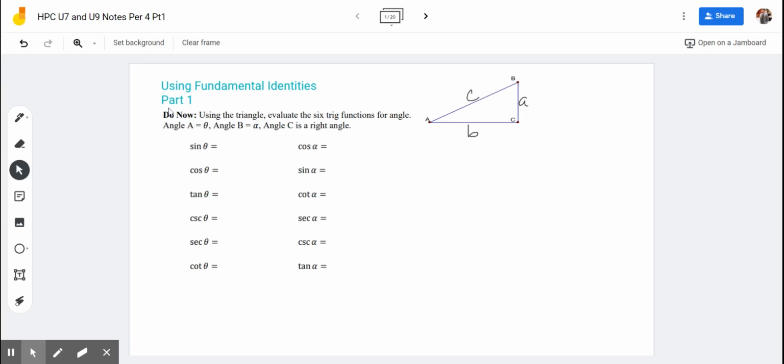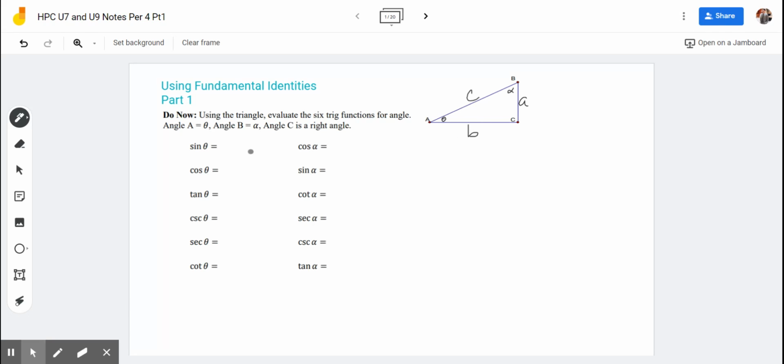Right, guys, so in this do now, we're given a triangle here. It says, using the triangle, evaluate the six trig functions for the angle. Angle A we're going to label as theta. Angle B we're going to label as alpha, and then angle C here is a right angle. All right, so I'm just going to put the theta and alpha in the diagram.